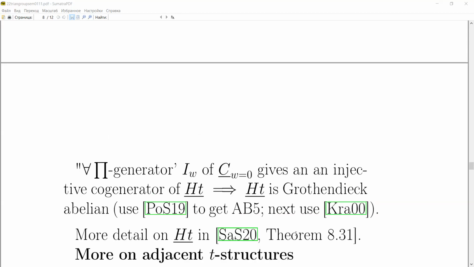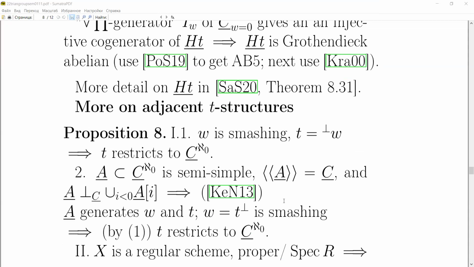Okay. So you may say that in this example, the starting object was T, and then a certain V was constructed and it was used to obtain some properties of T. So now if you go in the opposite direction, a nice statement is that if your T is left orthogonal to a weight structure V that is smashing, actually, if you have this equality, you may say that this weight structure is automatically cosmashing. But if it's also smashing, then this left adjacent t-structure restricts to the subcategory of compact objects.